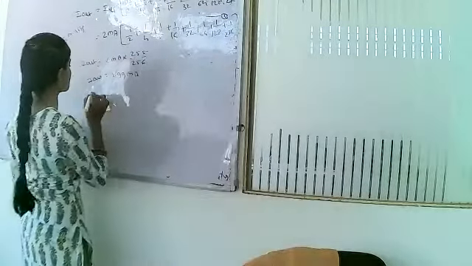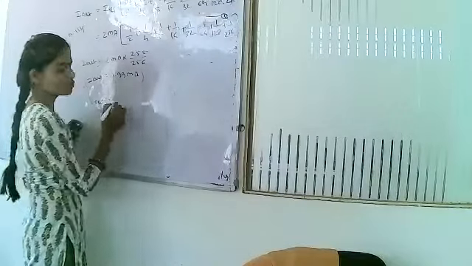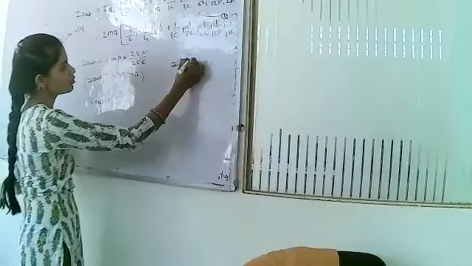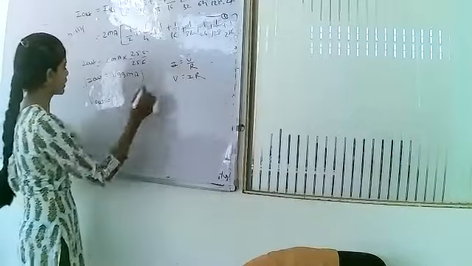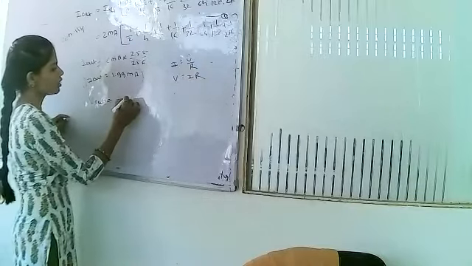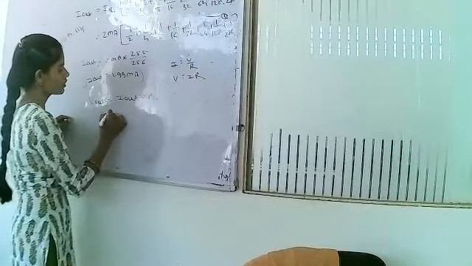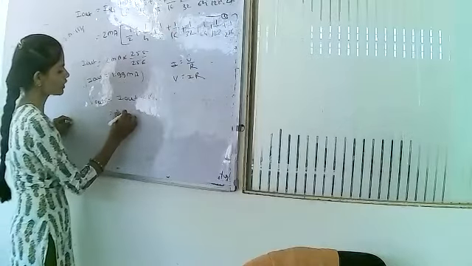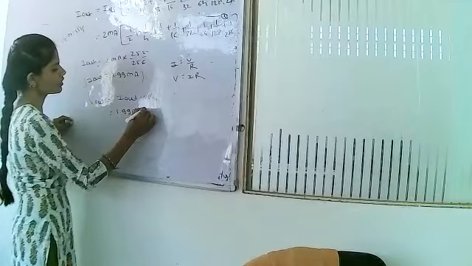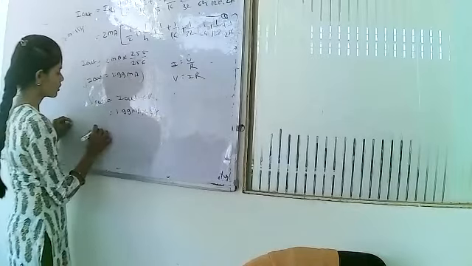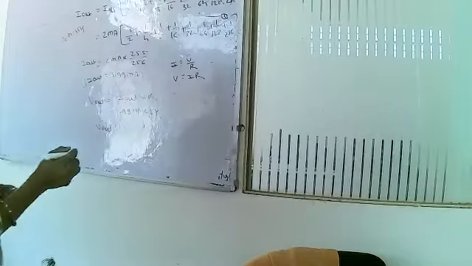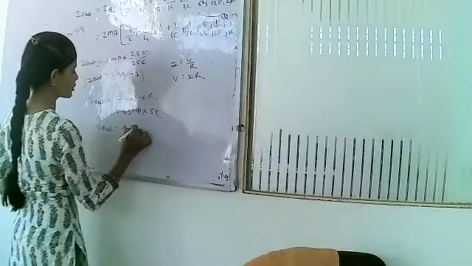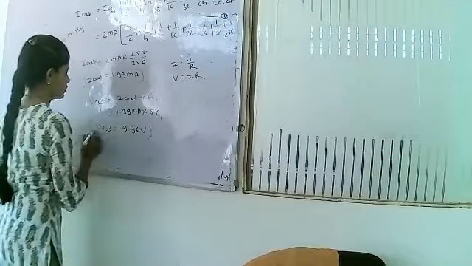Then we calculate the total output voltage V out. According to Ohm's law, I is equal to V by R, so V is equal to IR. Here V out is equal to I out multiplied by R. The I out value is 1.99 milliampere and the resistance is 5K. Then V out is 1.99 milliampere multiplied by 5K, so V out is 9.96 volt.